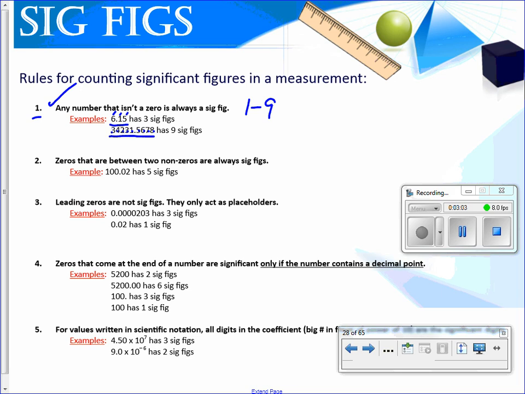So zeros that are between 2 non-zero numbers are always significant. So in this case, these zeros here are significant. So this has 1, 2, 3, 4, 5, because these zeros are between the 1 and the 2.